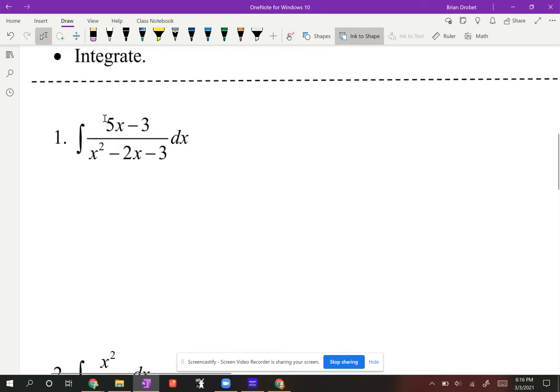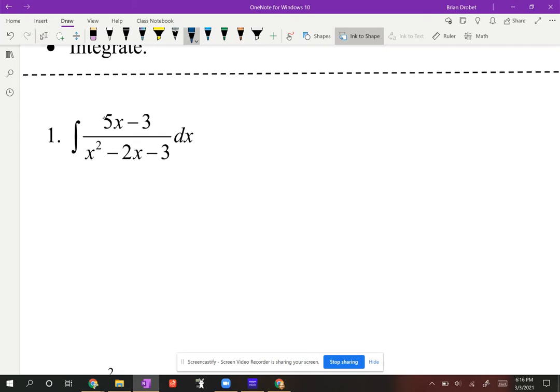When you see something like this, we're trying to anti-differentiate. The first thought you should have is maybe I can do a u substitution. If I let u equal the denominator, then my du is going to be 2x minus 2 dx. Now, if I had 2x minus 2 or a multiple of 2x minus 2 in the numerator, I could do a u substitution, but I don't have that. So we're going to do something different.